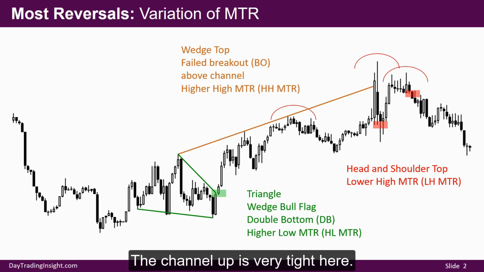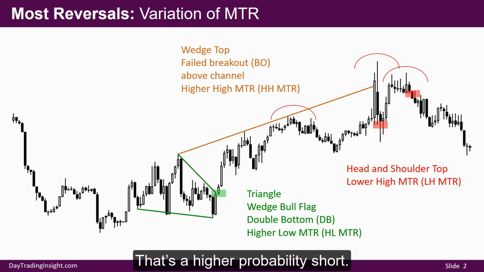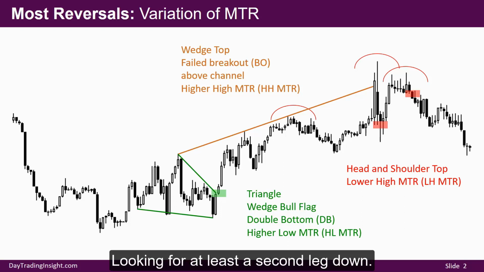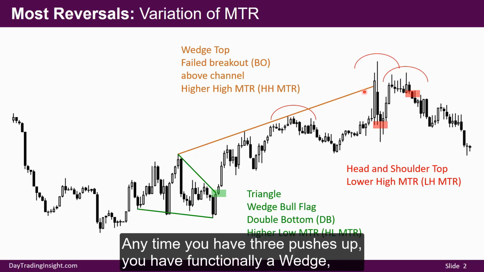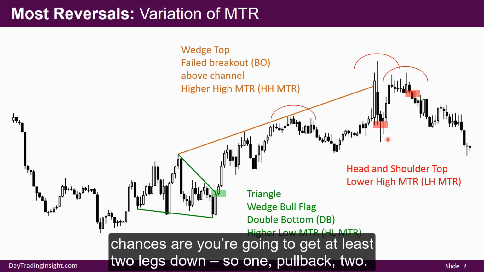Channel up is very tight here. And then a second or third, this is better. You have a bear bar there. That's a higher probability short. Looking for at least a second leg down. Anytime you have 3 pushes up, you have functionally a wedge, even if it does not look like a wedge. When you get a reversal down from a wedge, chances are you're going to get at least 2 legs down. So 1, pullback, 2.